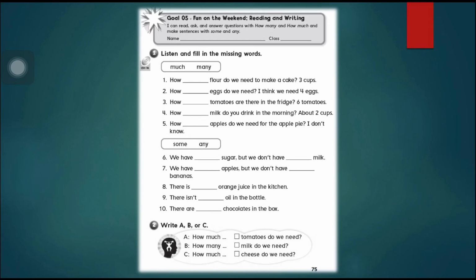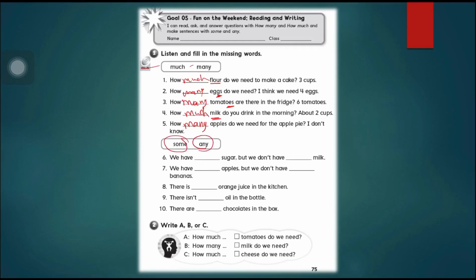So we have to do the homework page 75. We have to complete by much or many. So we're going to say how much flour, how many eggs, this is count nouns, how many tomatoes, how much milk لا تعد، أي سائل لا يعد. How many apples and so on.